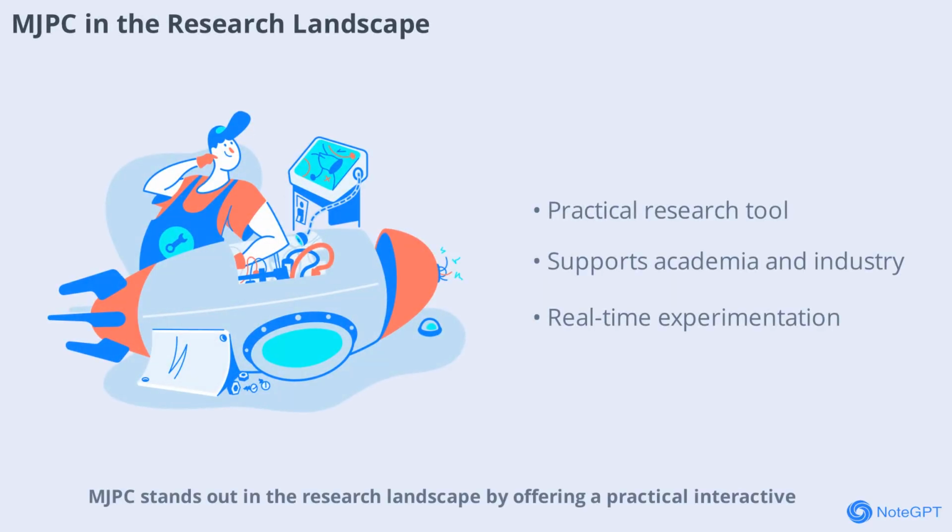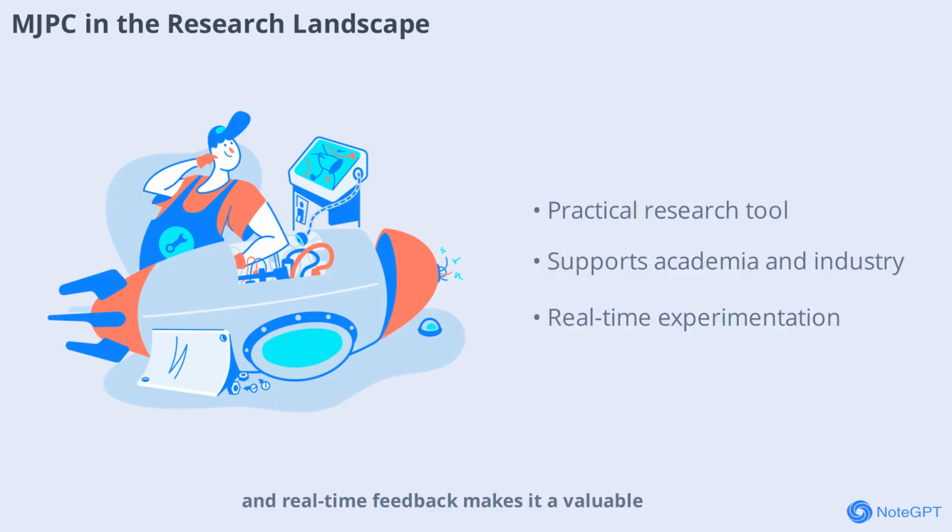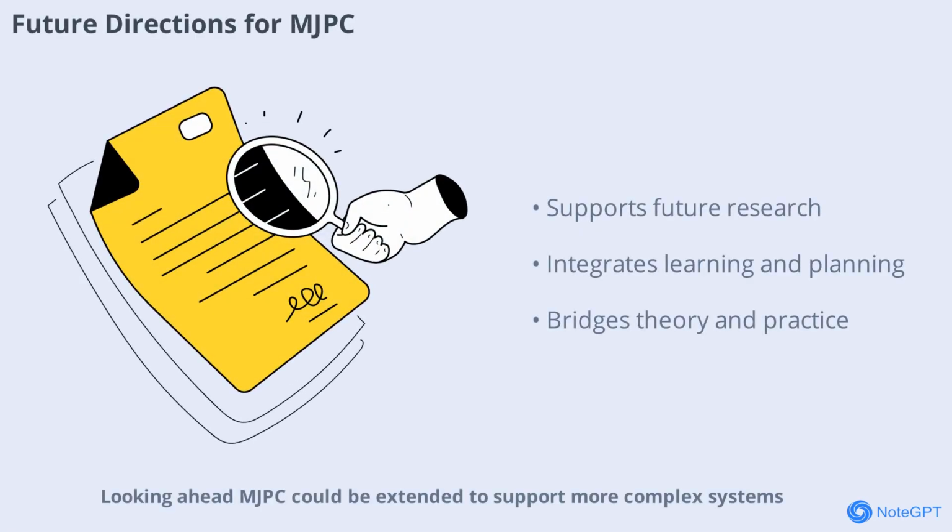MJPC stands out in the research landscape by offering a practical, interactive, and accessible platform for predictive control. Its combination of robust simulation, flexible planners, and real-time feedback makes it a valuable asset for both academic and industrial robotics research. Looking ahead, MJPC could be extended to support more complex systems, improved simulation techniques, and tighter integration with learning-based methods.